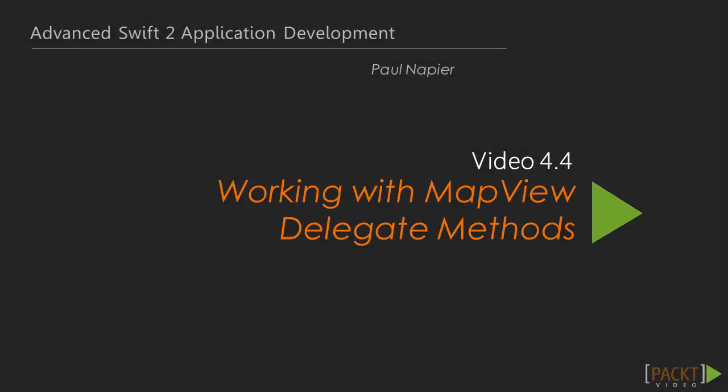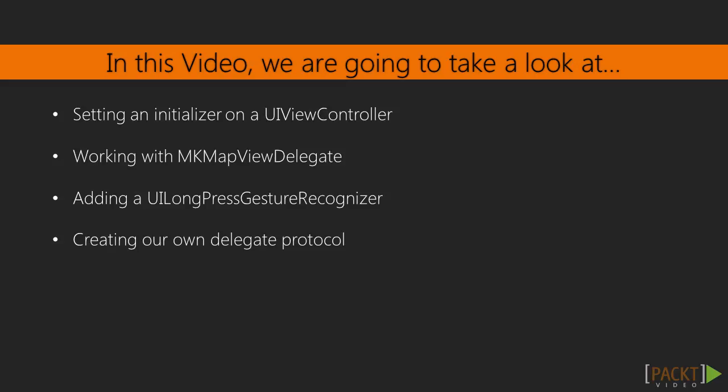So now that we're displaying all of our data on our map view, we're going to look at how we can work with MapView Delegate methods to select our annotation. So in this video, we're going to create a new default initializer on a UIViewController. Then we're going to work with MapView Delegate methods. We're also going to work with UILongPressGestureRecognizer. And then we'll create our own delegate protocol for implementing with our UIViewController.